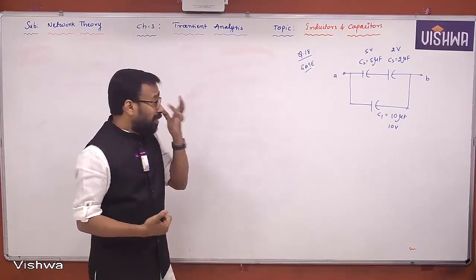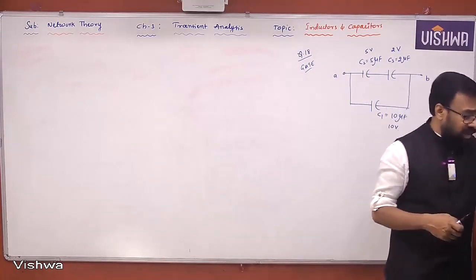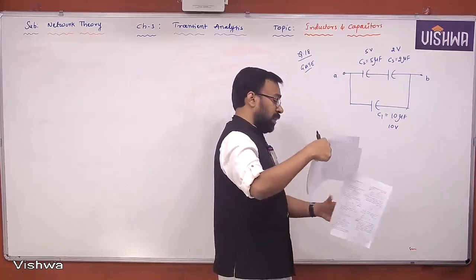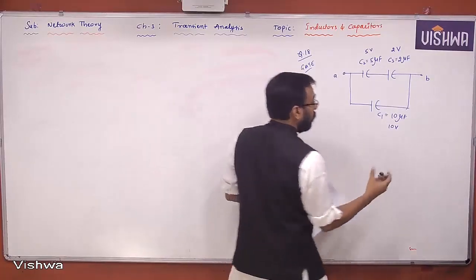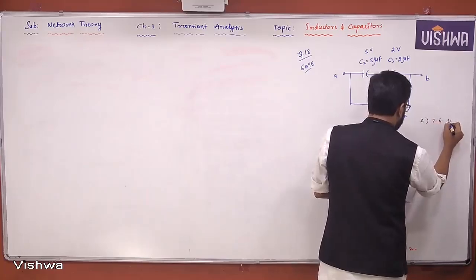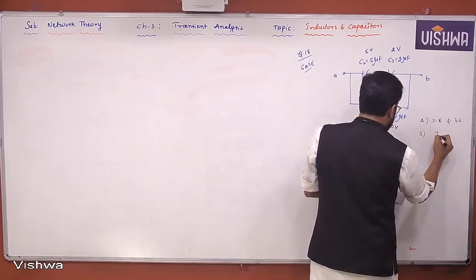Okay, some 4 options are given. Out of 4 options, yes, definitely I'll give you the 4 options here. Out of 4 options, you can easily find them. But without using 4 options, nowadays in GATE, you know very well, fill in the blanks are asked.